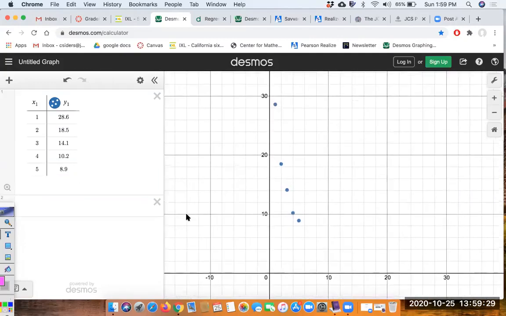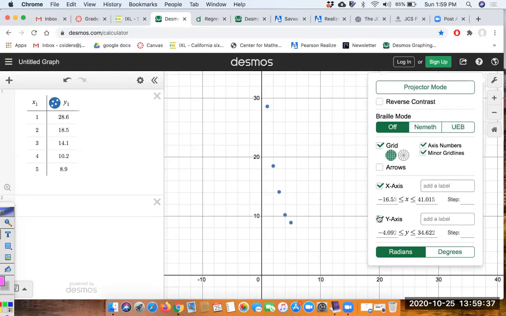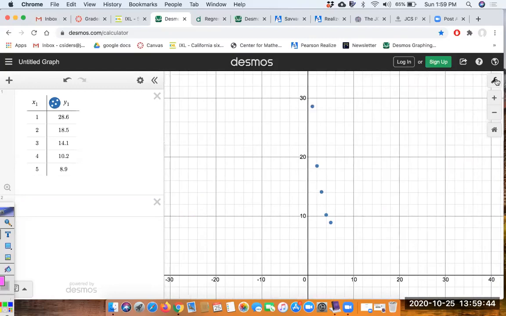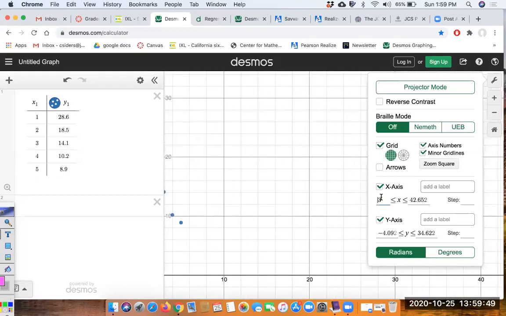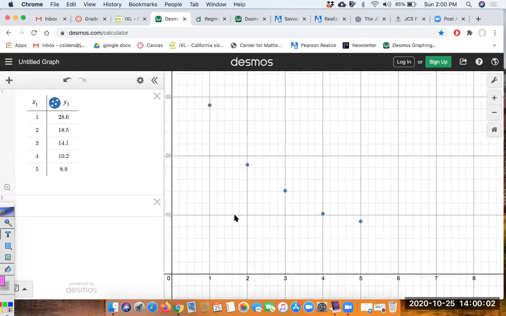Oh, look here are my points. Now we got to decide. I'm going to change my view, go to the little graph setting, the little wrench, and you look at all the negative numbers, so I'm just putting in -3 on my x-axis. And then I'll go up to, what's my highest number on the X? I'll go up to 6. And that makes it a much better view. And look, you got a curve here, definitely. It looks like a curve.